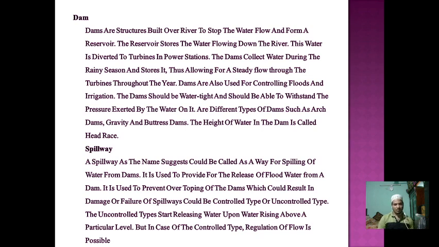With the help of the spillway we can control the level of the water, and if it is possible, the flood. We can control the level of the water in the dam.